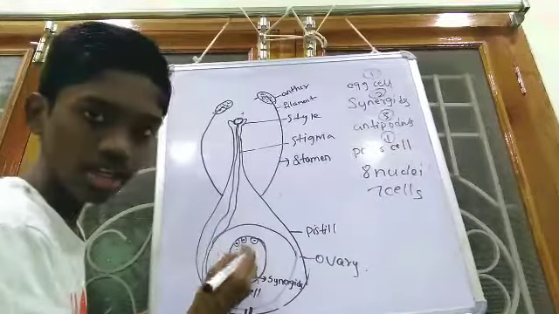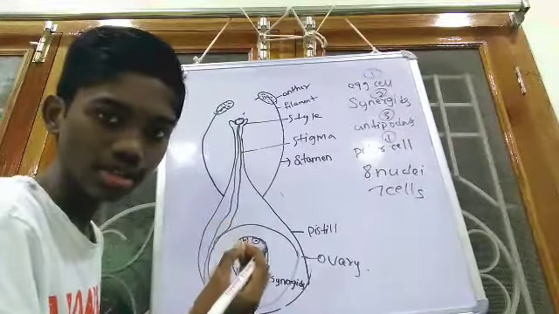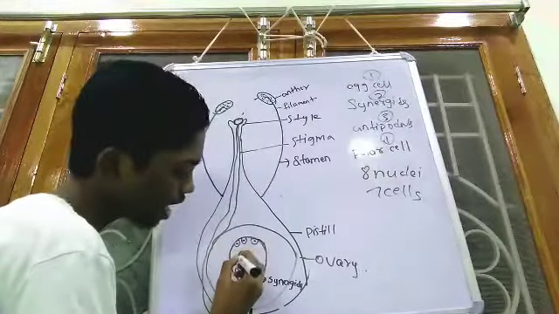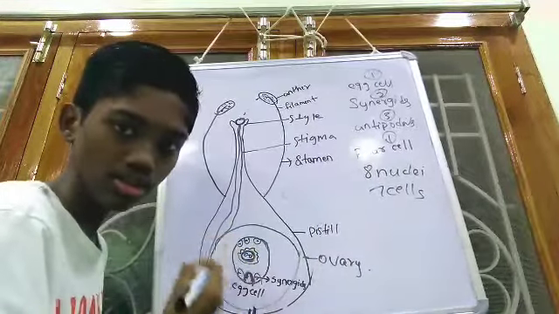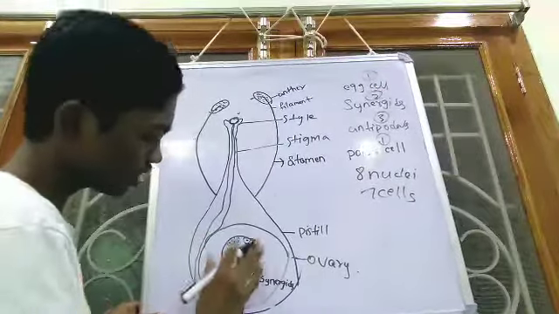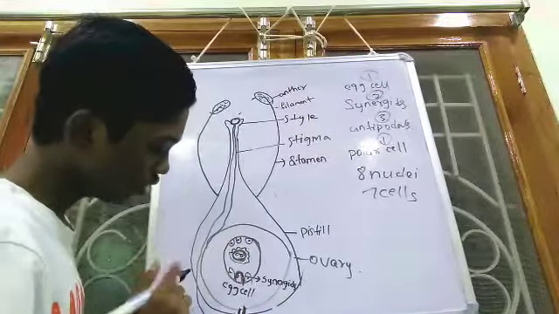And the middle one contains a microscopic sac-like structure. Here there is a sac covered by this polar cell. In that sac the food and water are stored. So this is about the structure of the ovule.